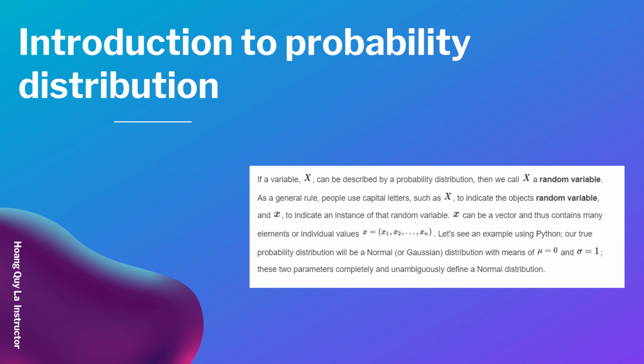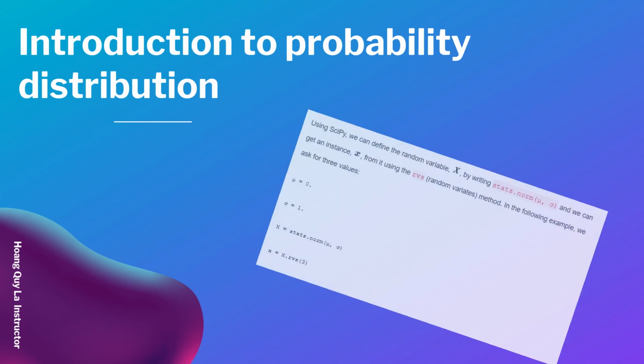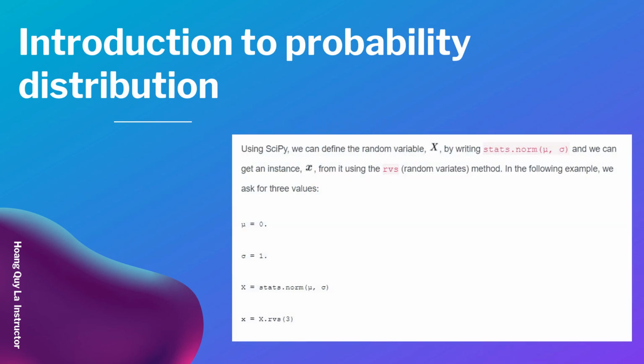So let's see an example using Python. Our true probability distribution will be a normal or Gaussian distribution, which means mu equals 0 and standard deviation equals 1. These two parameters completely and unambiguously define a normal distribution. Using SciPy, we can define a random variable x by writing stats.norm with mu and standard deviation, and we can get an instance x from it using the rvs, random variates, method.